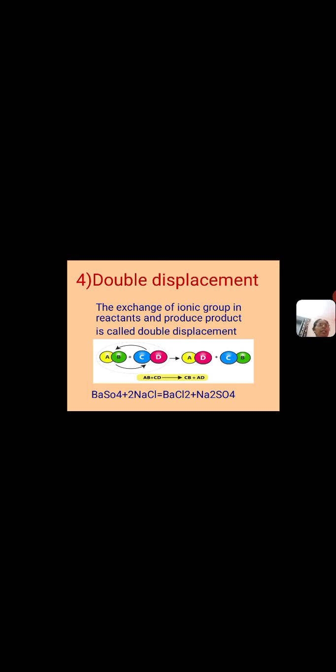For example, BaSO4 plus 2NaCl, we get BaCl2 plus Na2SO4. Ba means barium, gets the Cl group and Na gets the SO4 group and we get BaCl2 plus Na2SO4. Thus there is the exchange of ionic groups. So it is called double displacement reaction.